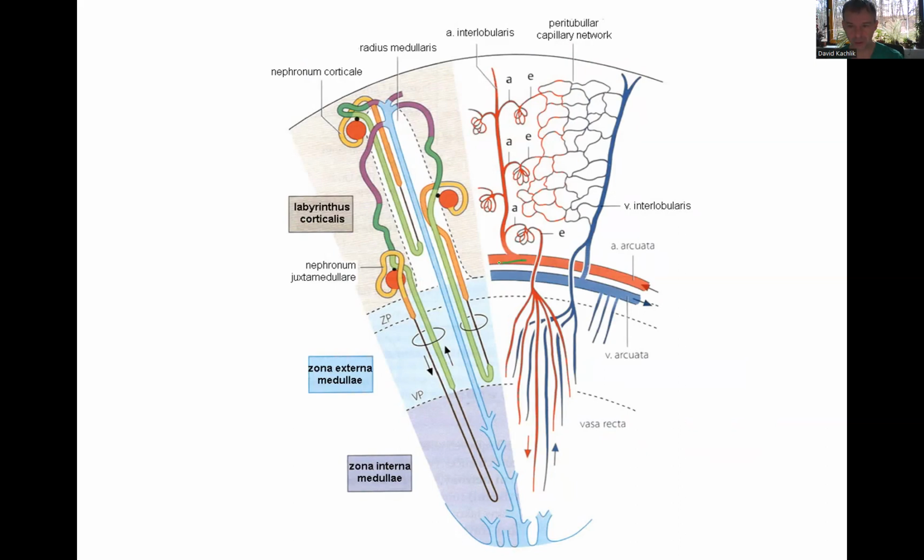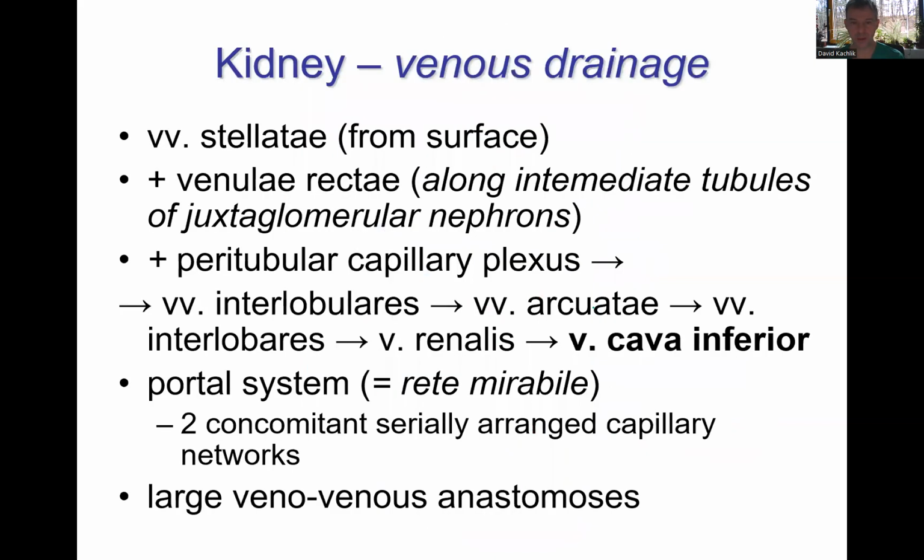So we have the arcuate and interlobular, we have the afferent and efferent, and when it's a juxtamedullary nephron, it continues as the straight ones. When it's a cortical one, it continues as the peritubular capillary network or plexus. So this is the arrangement of the arteries.